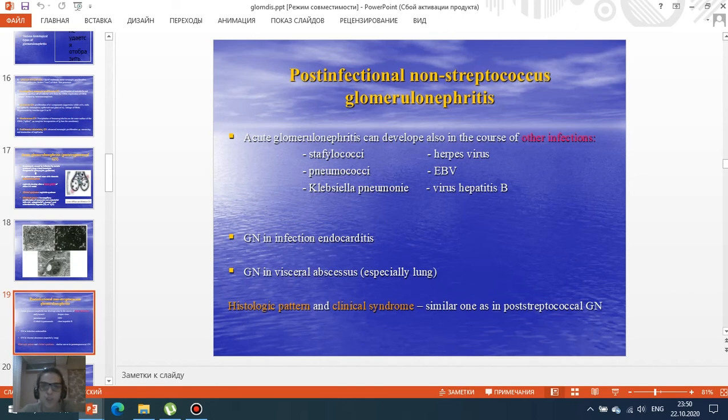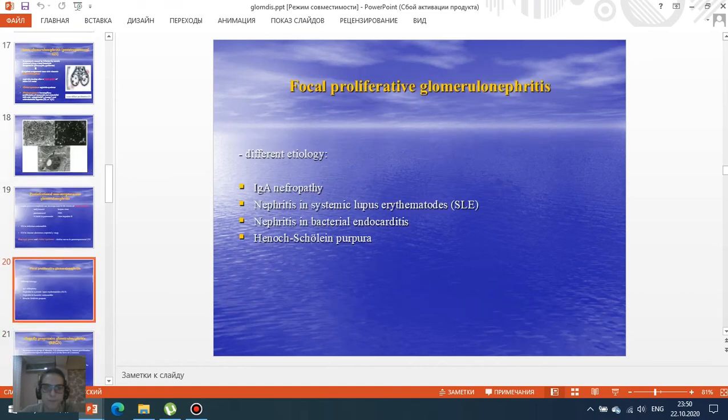And post-infectious non-streptococcal glomerulonephritis. Acute glomerulonephritis can develop also in the course of other infections. It may be staphylococci, pneumococci, Klebsiella pneumoniae, herpes virus, Epstein-Barr virus, hepatitis B virus, and it may be a glomerulonephritis in infective endocarditis, in visceral abscesses, especially lung. Histologic pattern and clinical syndrome are similar to those in post-streptococcal glomerulonephritis.